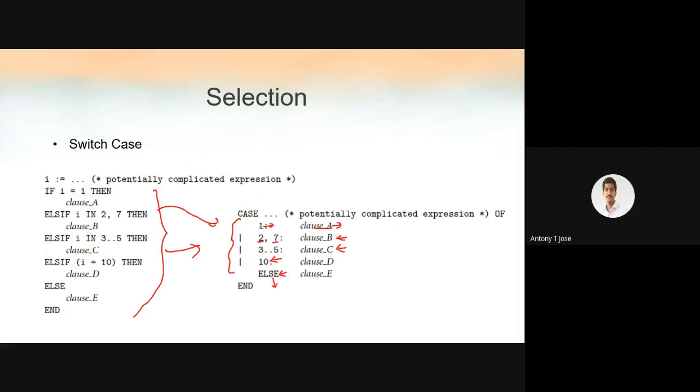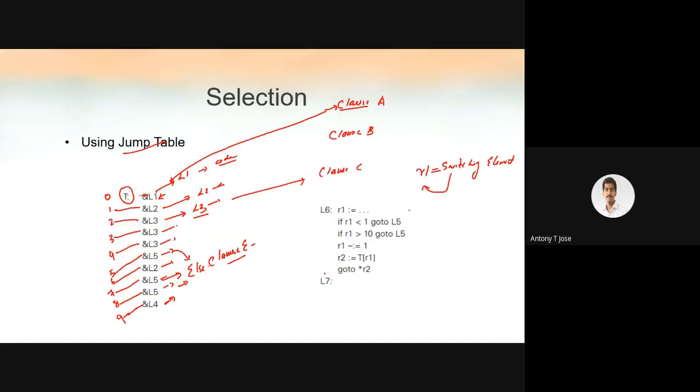If it is lesser than 1, it will go to clause E. It will go for the else condition. Likewise, if the value is greater than 10, then also it will go to the else condition. That is what it is written as: if R1 is greater than 10, it will go to L5. At L5 we have clause E.